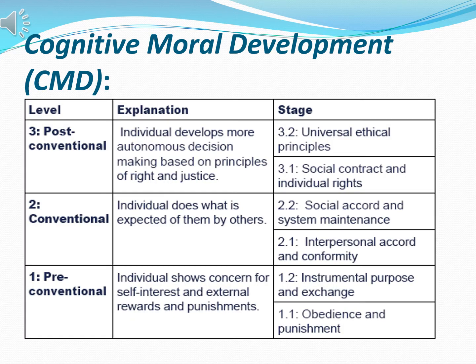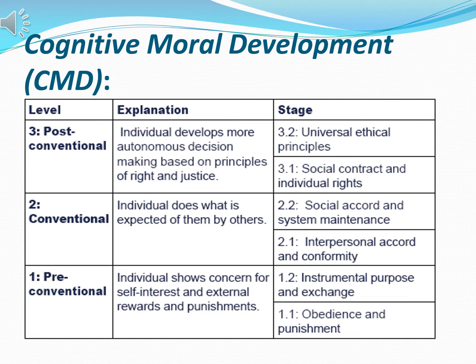This is what I explained to you in the previous slide. This is a table to show more of the cognitive moral development model. Post-conventional is where the individual develops more autonomous decision making based on principles of right and justice, like we have discussed in the previous slides. And then there are universal ethical principles, the social contract and individual rights.